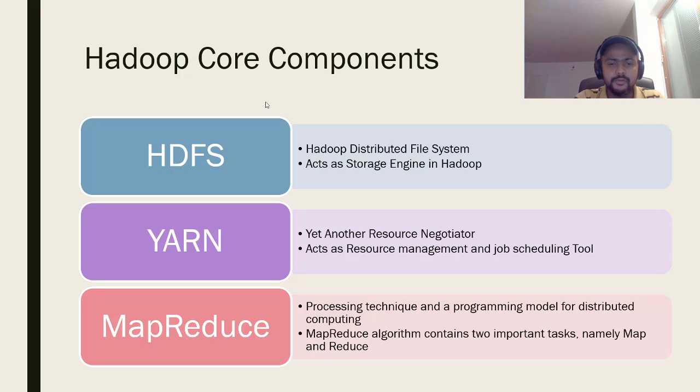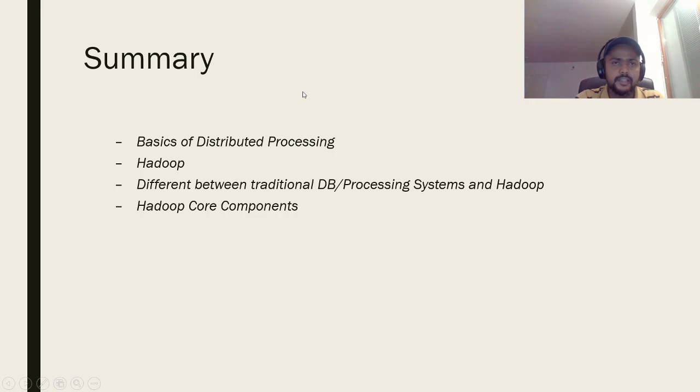The third component is MapReduce. MapReduce is basically a technique or a programming model which you can use to implement distributed computing. Technically, MapReduce is an algorithm which you use to build your programs on, and this algorithm contains two important parts, which are map and reduce. We will talk about what we do in map and what we do in reduce in the coming lectures. But for now, we can understand that the very basic skeleton of Hadoop stands on three components: HDFS, Yarn, and MapReduce. And that brings me to the end of this lecture.